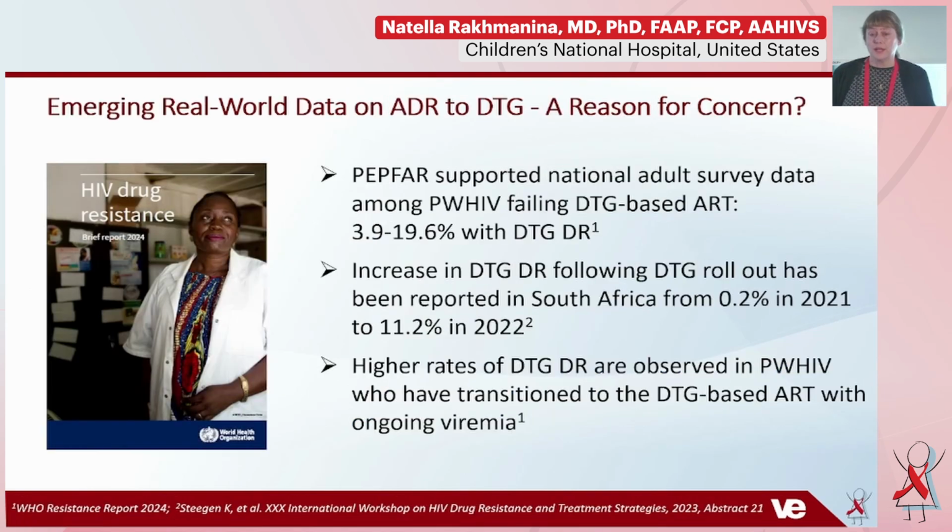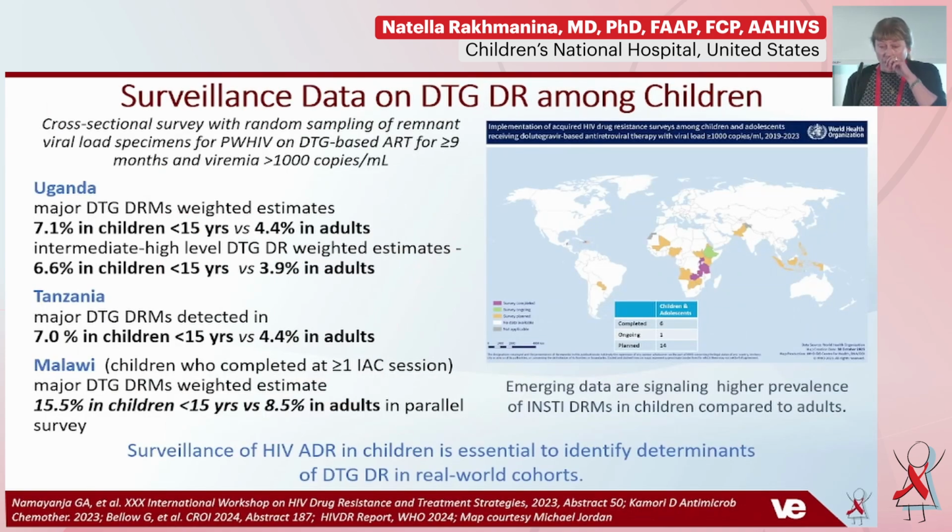Well, let's start looking beyond clinical trials at emerging real-world data on ADR to DTG. In the recent WHO report, we've seen ranges in people living with HIV failing DTG-based ART from PEPFAR-supported surveillance data, and there is clearly a range from 3.9 to 19.6%. South Africa has reported a significant rise in DTG-DR following DTG rollout, and from these reports, if you look closer, the high numbers seem to be driven primarily by the patients who are transitioning to DTG-based ART with viremia. Well, how about children?